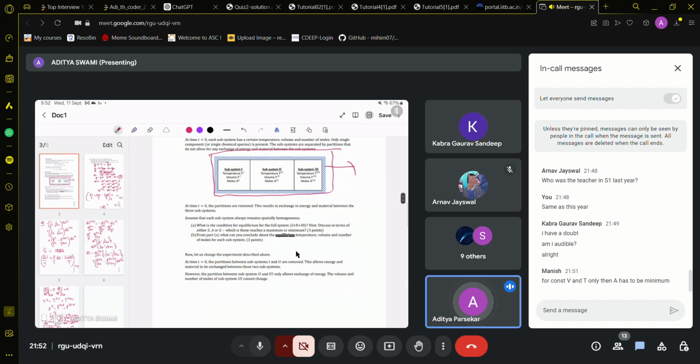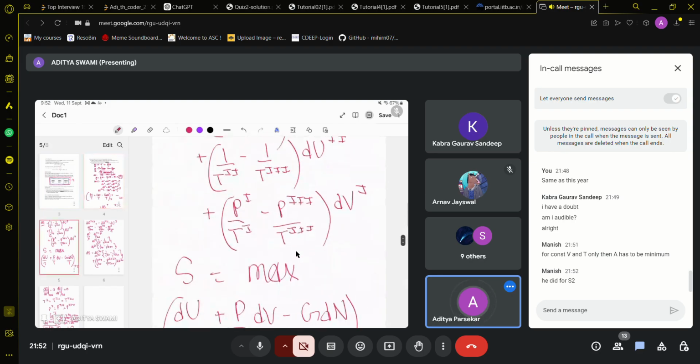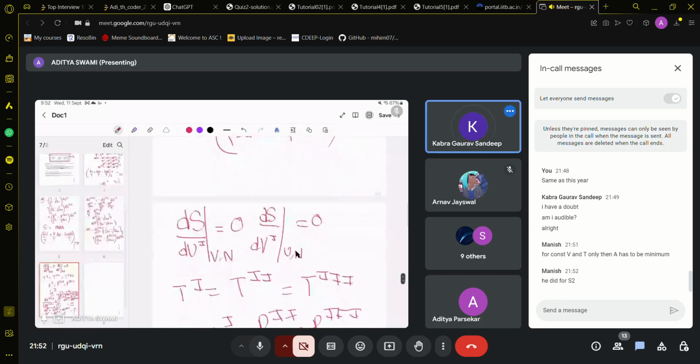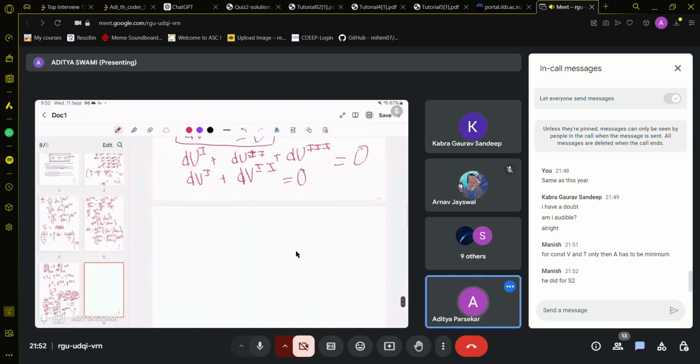From this energy balance, it comes out that S is maximized. For A minimized, they would require a slightly different way of moving about. I don't know if sir made us write any condition for which A has to be minimized, but I think it's under constant volume and temperature. Let me just actually try that once.